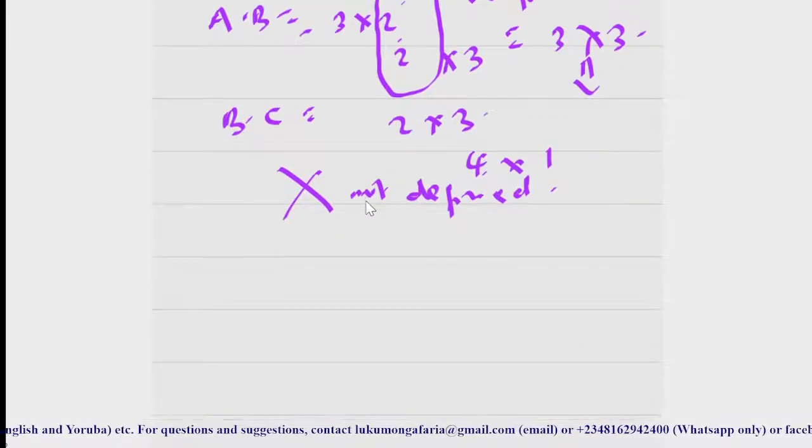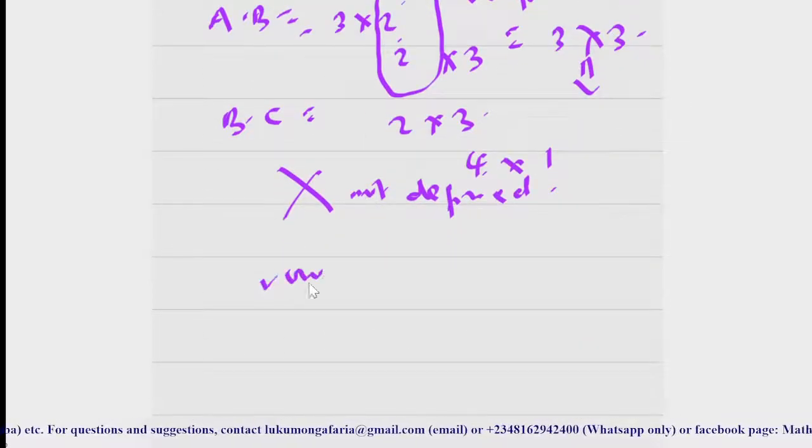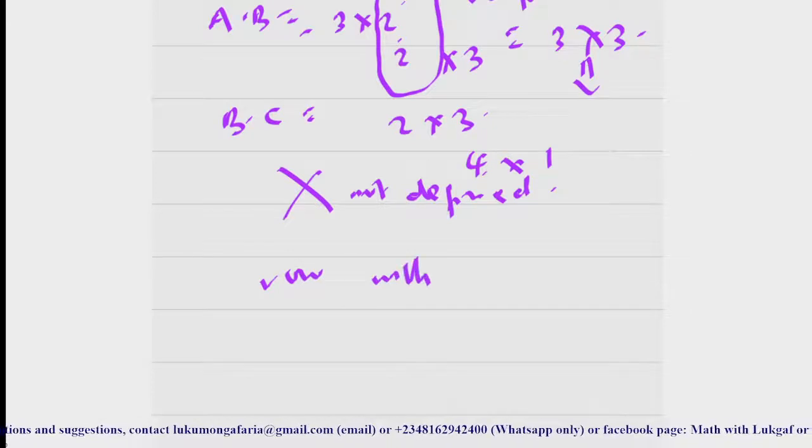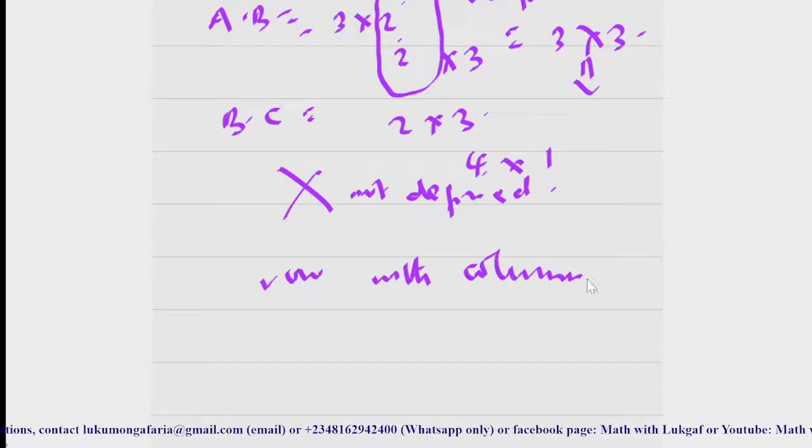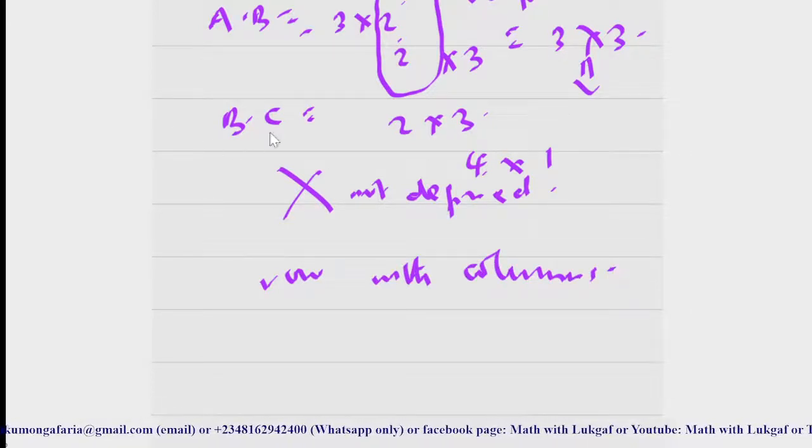What did I call it? You multiply row with what? Columns. You will understand now. And how do you multiply it?